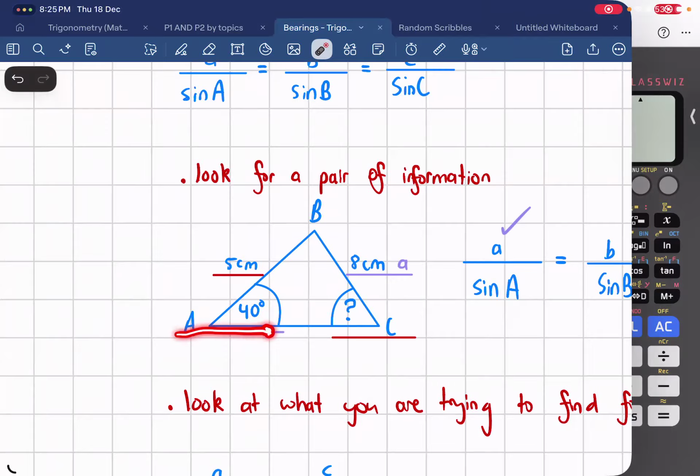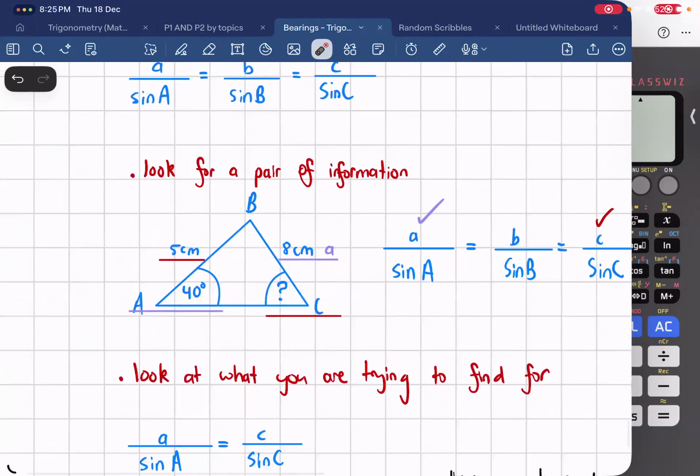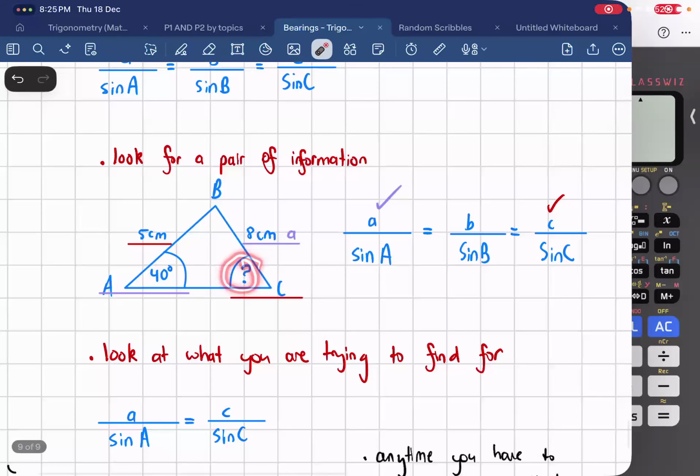And do we know what side a is? It will be on the opposite side, which is 8 centimeters. So you see how we know the angle A and the side a? That is our pair of information. That's what we're talking about. So I'm going to use a over sine A. And they want me to find angle C. So automatically, I need to select this one as well. Tell me if you understand that.